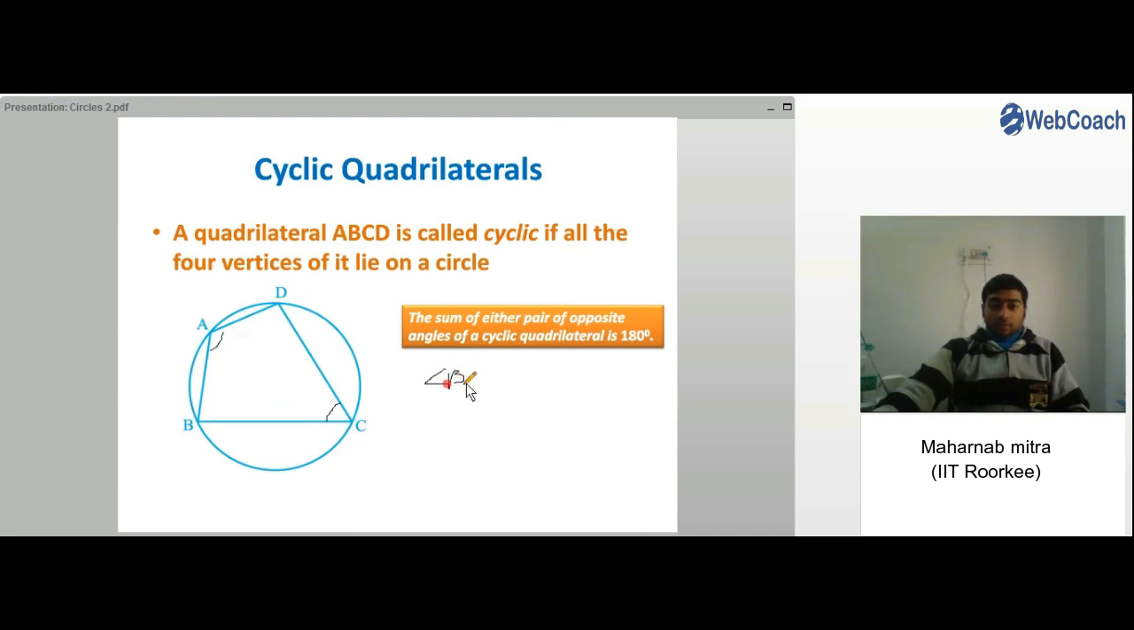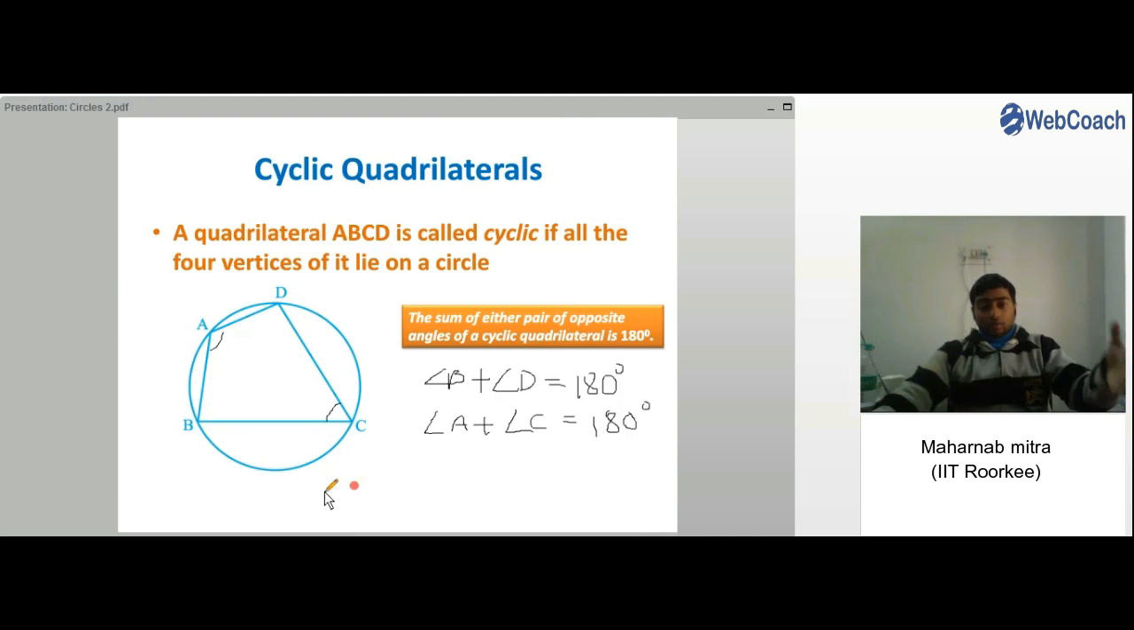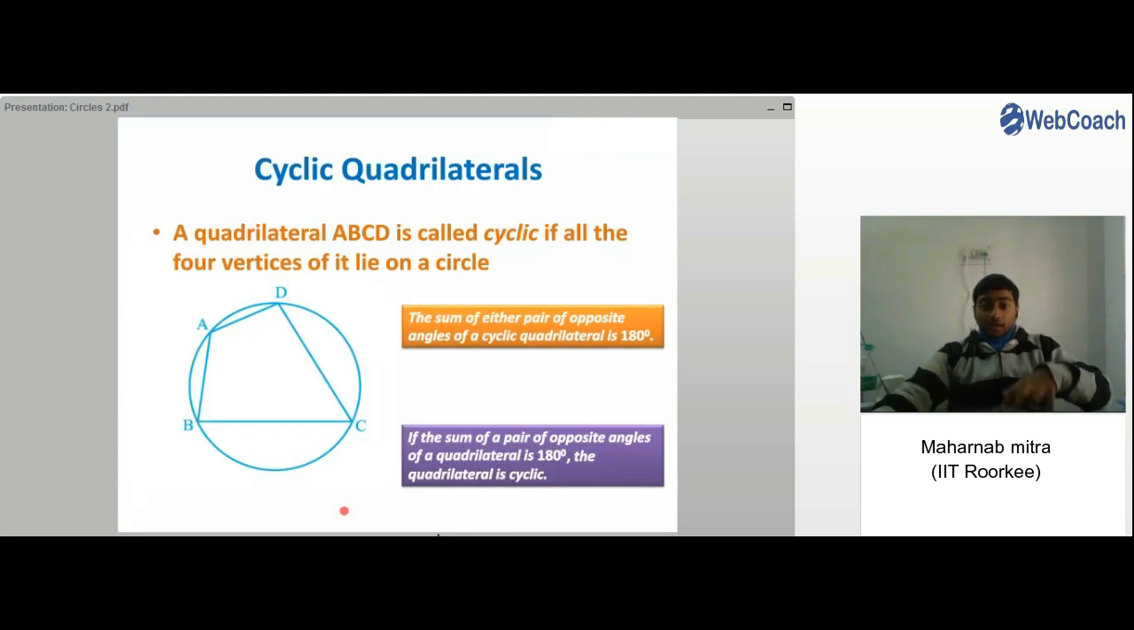So we get angle B plus angle D must add up to 180 degrees, and also angle A plus angle C, which are opposite angles, must equal 180 degrees, right? So this is a special characteristic of cyclic quadrilaterals, and this can be stated in a converse way also. If the sum of the opposite angles of a quadrilateral is 180 degrees, the quadrilateral is cyclic. If we have angle B plus angle D is 180 degrees and also angle A plus angle C is 180 degrees, then we can always consider that the quadrilateral is a cyclic quadrilateral.